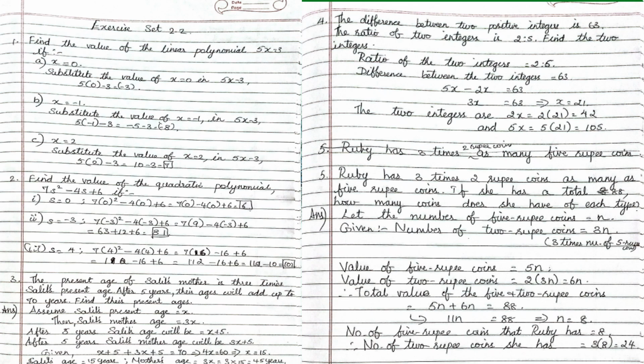Let's look into one example, question number b. x is minus 1. Substitute the value x equal to minus 1 in 5x plus 3. Just substitute the value minus 1 in the place of x and derive the value. This is what is expected in this particular question. Question number 2, find the value of the quadratic polynomial. The quadratic polynomial is given.